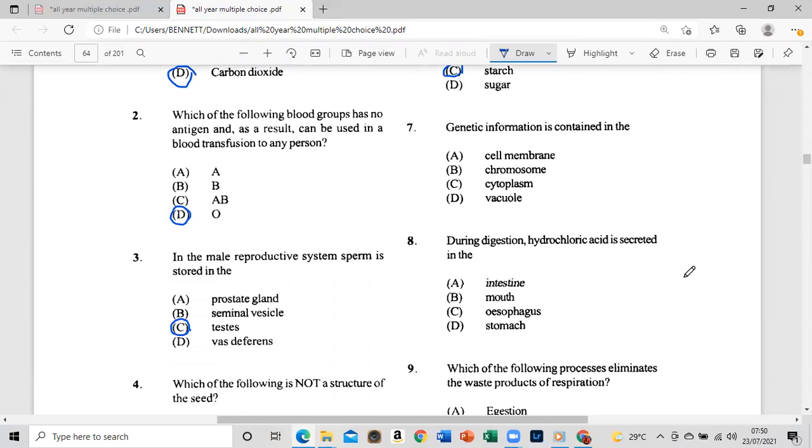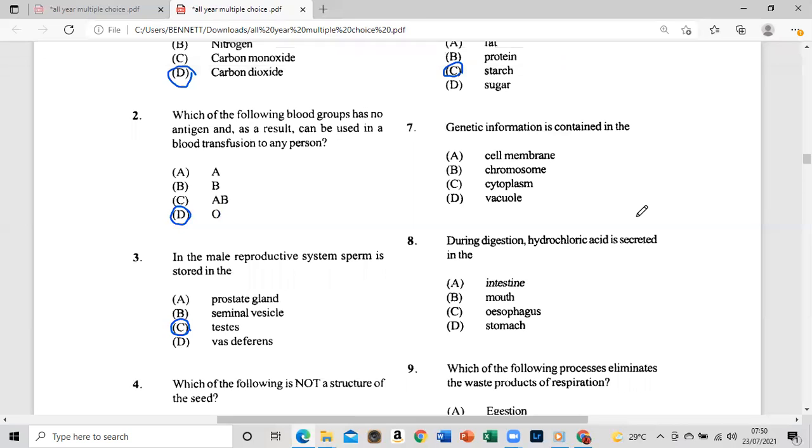All right. Number 7, genetic information is contained in the A, cell membrane, B, chromosomes, C, cytoplasm, or D, vacuole. Genetic information is contained in the chromosomes. So that is B. During digestion, hydrochloric acid is secreted in the intestine, the mouth, the esophagus, or the stomach? So that is in the stomach.